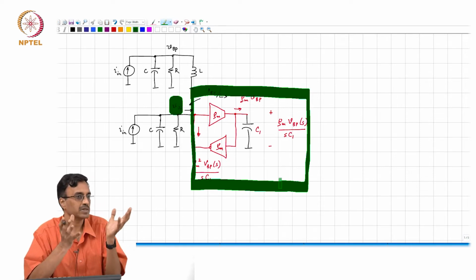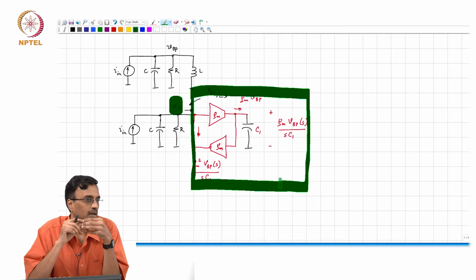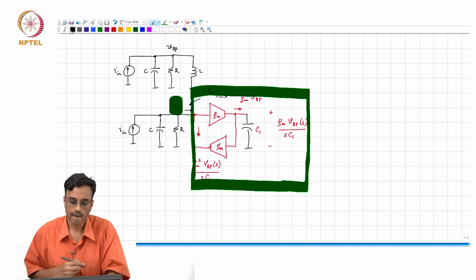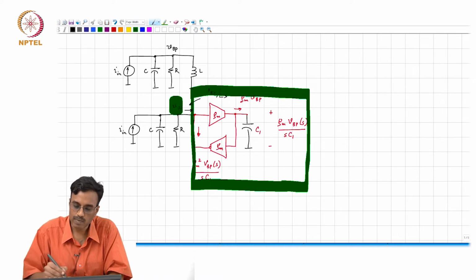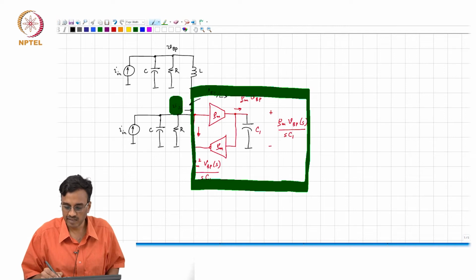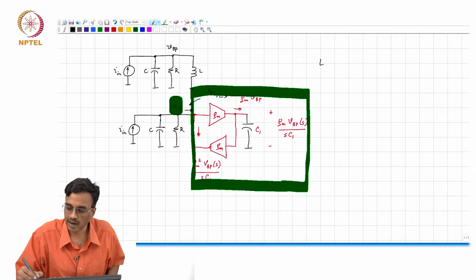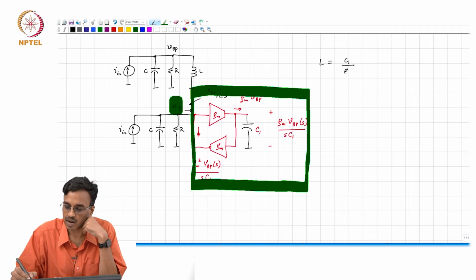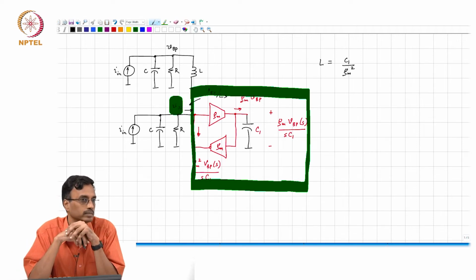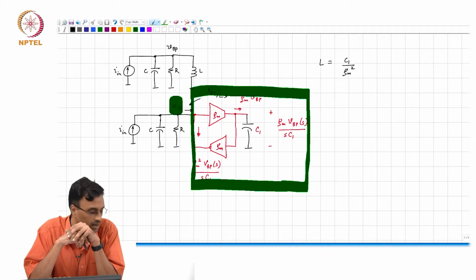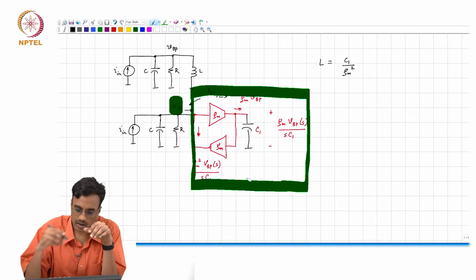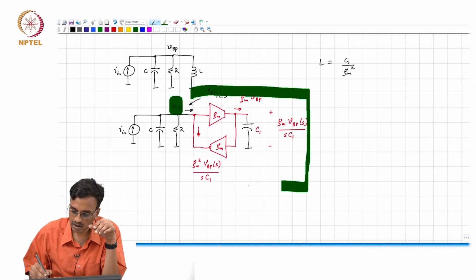is effectively a contraption that mimics the functionality of an inductor. And what is the value of inductance that it achieves? Well, we wanted VBP over SL, and what we are getting is GM square VBP by SC1. So, the inductance L is nothing but C1 over GM square, right, okay.